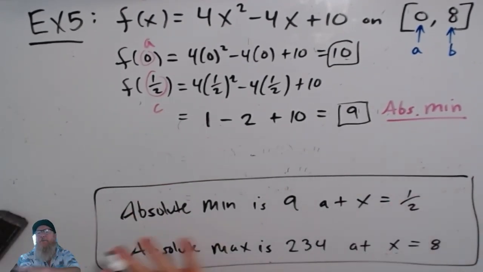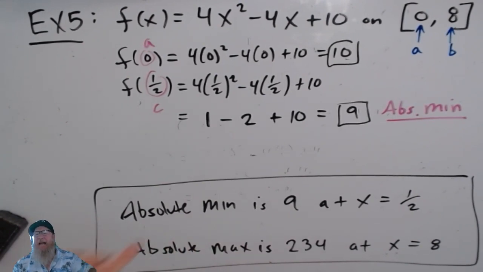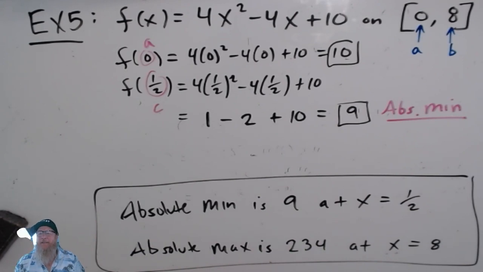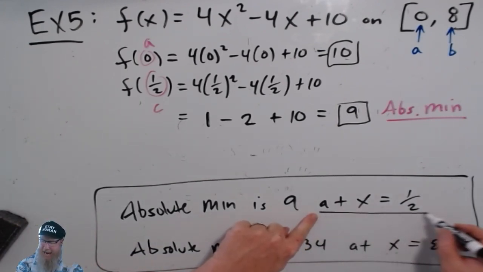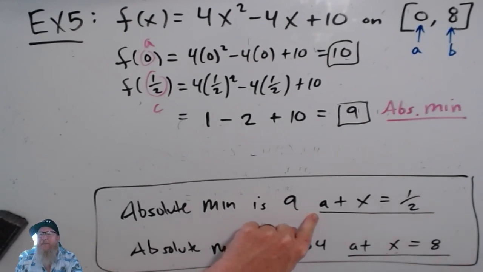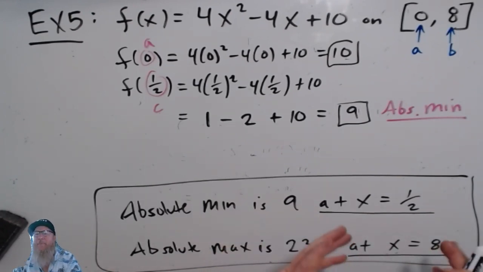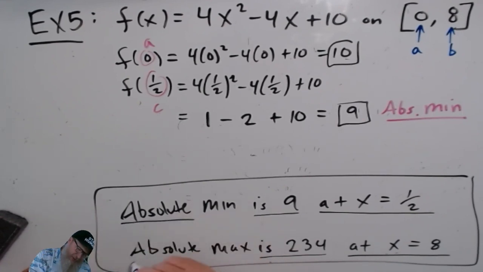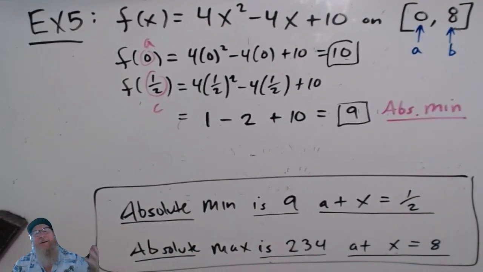And occasionally we reverse it. We'll say at x equals 1/2, the absolute min is 9. Yeah. So the order doesn't matter, but the key is the word at. The at tells you where it's happening. And then sometimes instead of is, we'll say of. And then instead of absolute, sometimes we'll say global.